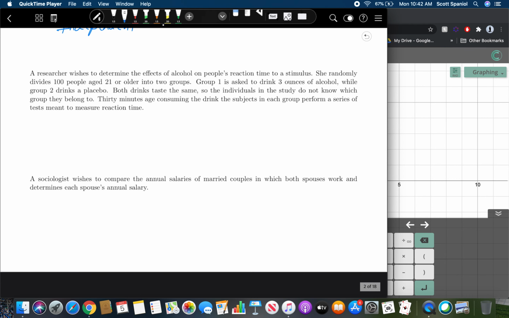So we got two more here. Go and pause the video for a second and try these on your own and see if you can figure out which ones you think are either independent or dependent.